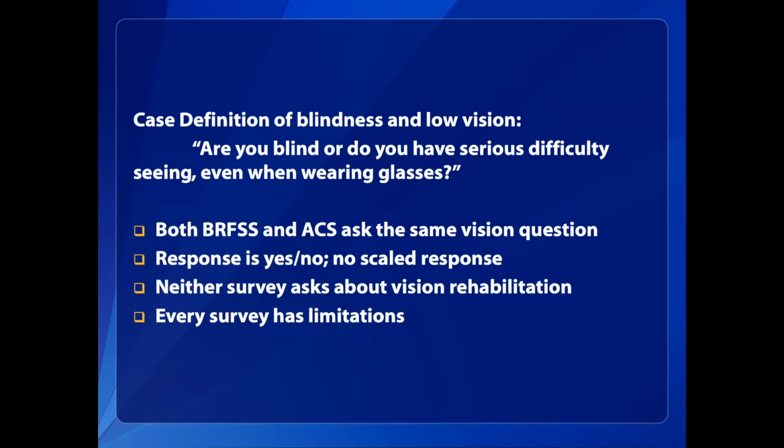Neither of those surveys, the BRFSS or the ACS, asks about vision rehabilitation. So we don't know if the people we're describing have had vision rehabilitation or not. You can't bet that they have not, because so few people do, but it's a limitation of the survey. For our purposes, I think it's a pretty good question, frankly, because it's getting at severity of vision impairment. When you look at the prevalence rate, we can talk a bit about that. Next slide, please.